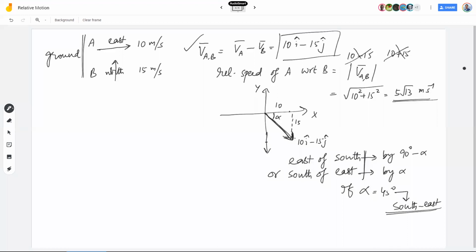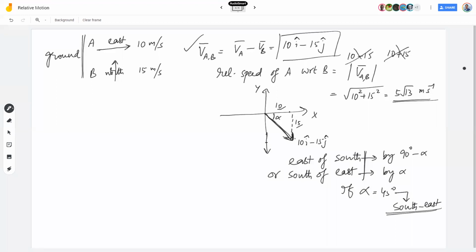Do you think it is 45 degree here? If it is 45 degree, this 10 and 15 cannot be different. It would have been a right angle isosceles triangle. So alpha here is not 45 degree. It is surely some acute angle. How do you specify that angle? The relative velocity of A with respect to B is 5 root 13 meters per second, making an angle alpha south of east, or making an angle 90 degree minus alpha east of south. That is exactly how you are supposed to specify that direction.